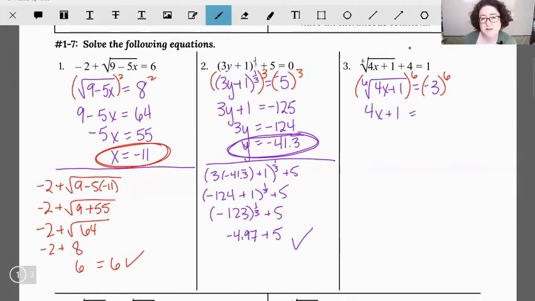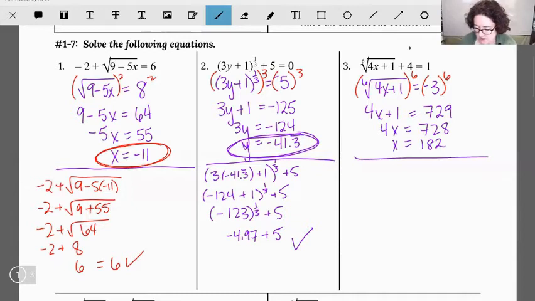Negative 3 raised to the 6th power is going to be a large number, positive 729. Again, be careful using your parentheses on your calculator. And then get your x by itself. So subtract the 1, divide both sides by 4, and it actually gives us a pretty nice number, 182. So let's plug that back in and check our work. So we have 6th root of 4 times 182 plus 1, plus 4, and the whole thing's supposed to come out to negative 1 eventually. Now I know 4 times 182, that's 728. I don't need to go back to the calculator to do that.